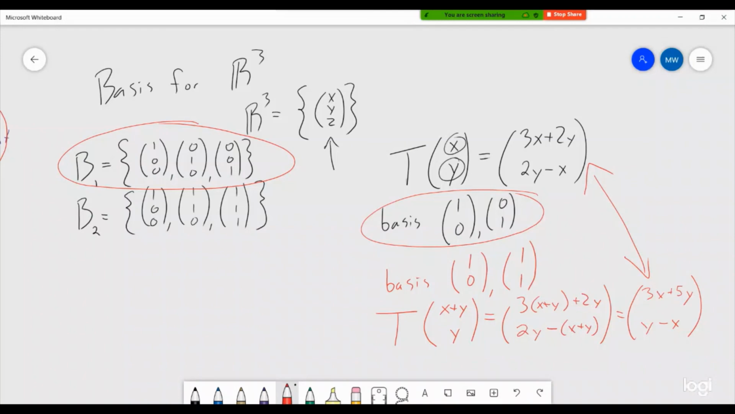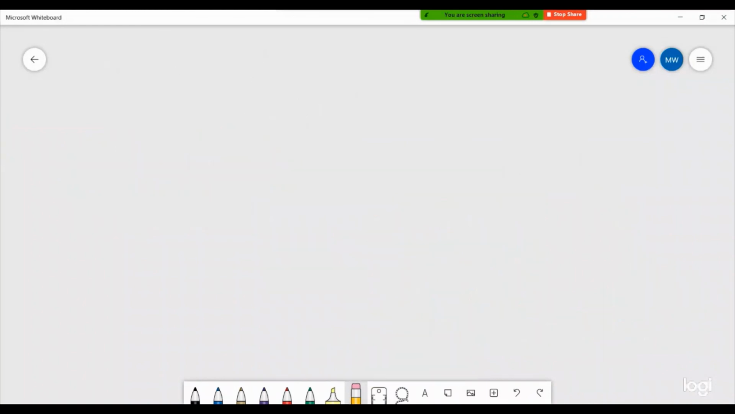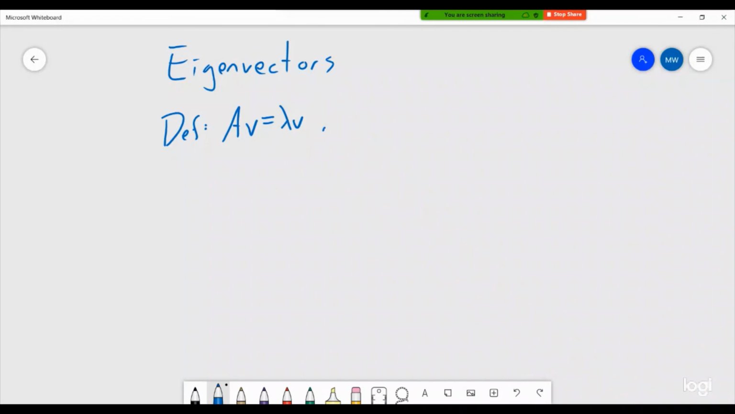I've drawn up my own connections. So the way that I normally do it, for example, if I wanted to find all the connections with eigenvectors, the first place I would probably start would be the definition. It's Av equals lambda v, and v is not the zero vector. So there's the definition of an eigenvector.